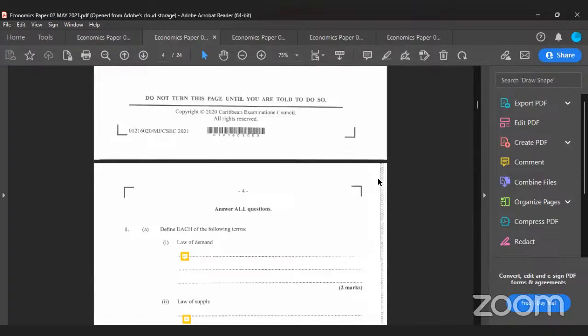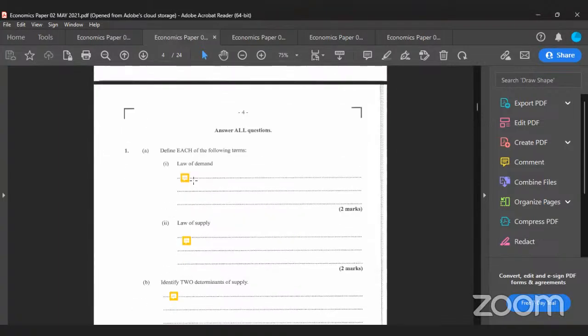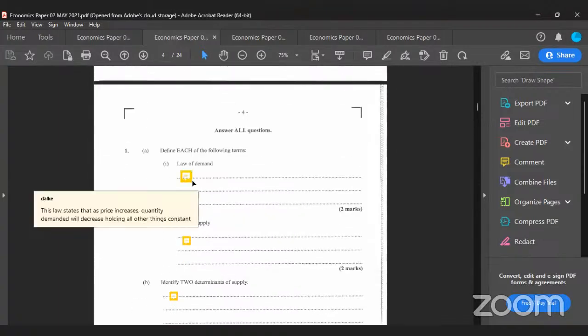And the first thing they asked us to do this time was to define the law of demand and the law of supply. So we know that the law of demand says that price and quantity demanded are inversely related. This means that when price goes up, quantity demanded goes down. Think about it: if the price of something gets very, very expensive, then you will demand less of it. If bread costs 10 grand tomorrow, a lot fewer people would buy bread.